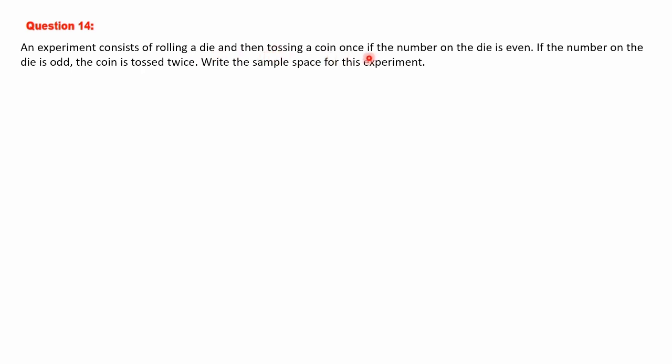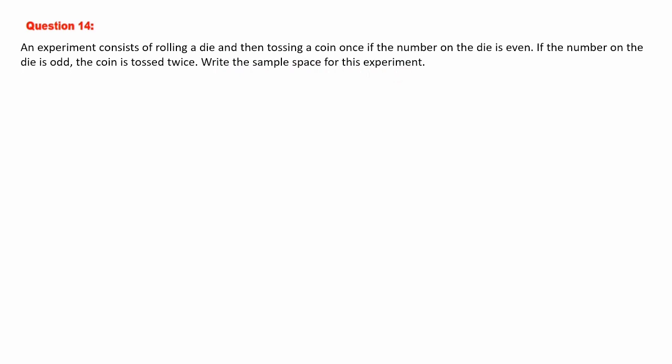Then tossing a coin once if the number on the die is even. Means if you get 2, 4 or 6 even numbers, you will toss a coin once. If the number on the die is odd, means if you get 1, 3 or 5 from the first throw, means rolling a die, the coin is tossed twice. 2 times you are tossing the coin. Write the sample space for this experiment.